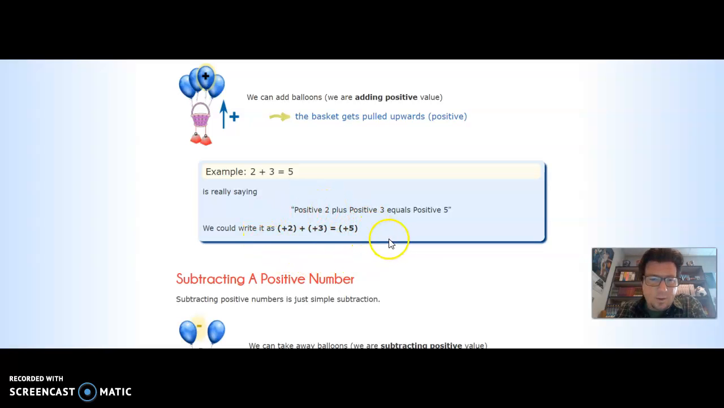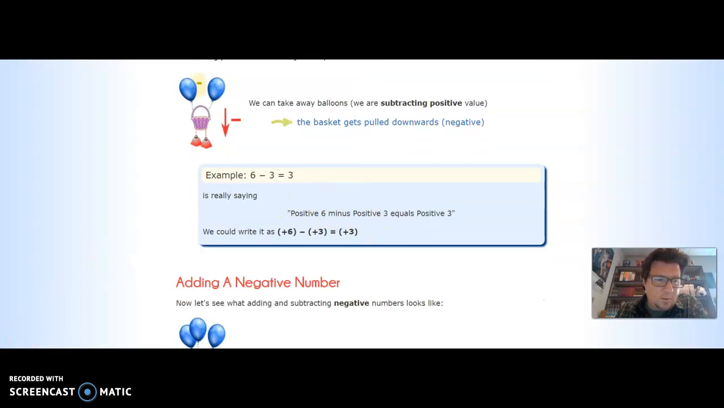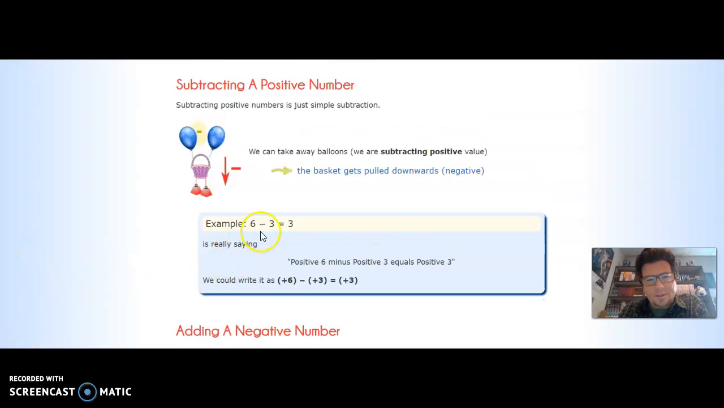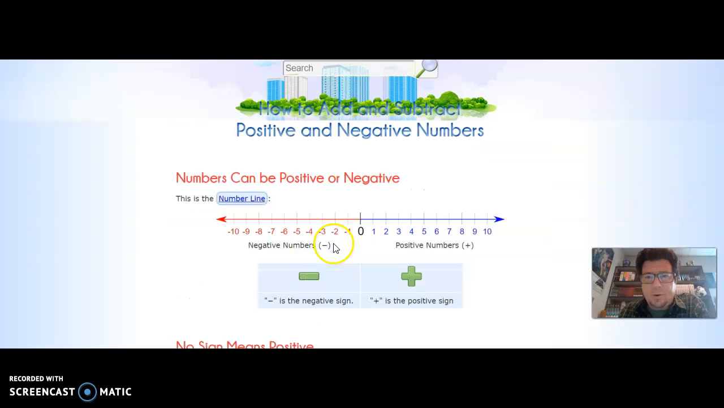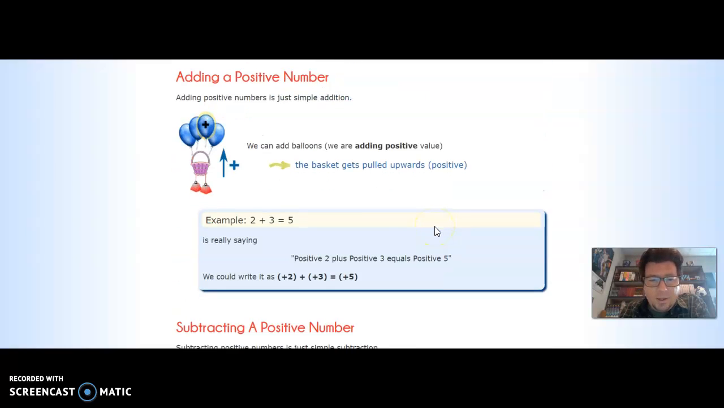Now, subtracting a positive number. What does that mean? Look at this. The 6 is positive, the 3 is positive, but you're not adding them. This is a basic subtraction problem: 6 minus 3, and we know that equals 3. Even though we don't have to think of the number line, counting back from 6: 1, 2, 3. That's how it works when you're subtracting positive numbers.